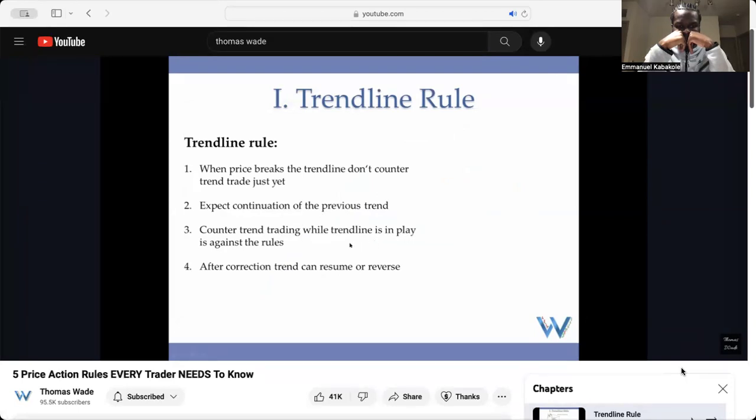Counter trend trading, while the trend line is in play, is against the price action rules, and most of the time you will get burned. After correction, the trend can resume or reverse, meaning after there's a break of a channel, a new extreme forms, and there's a correction phase. If the bias is strong enough, there can be a larger pattern and the trend may resume, or after that correction, the new trend may start in the opposite direction.